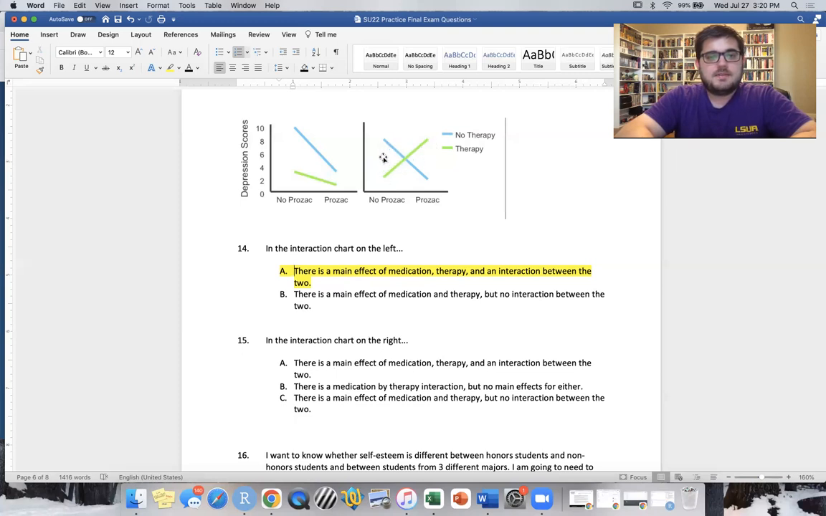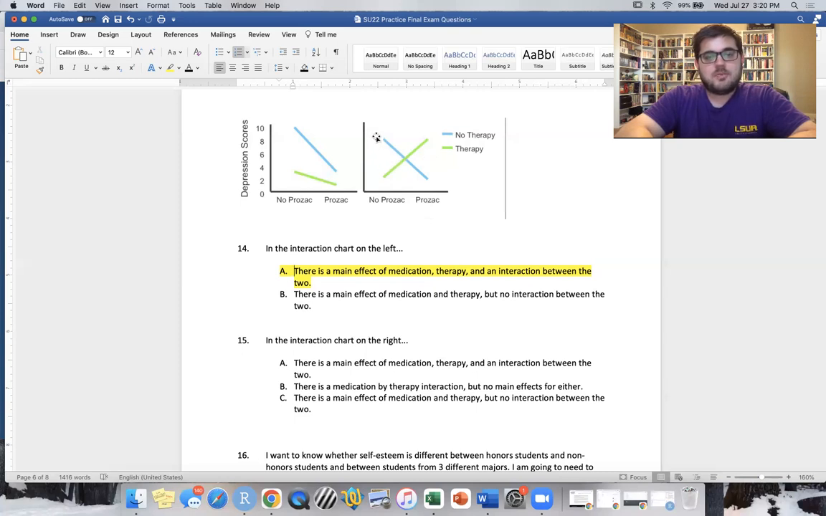And this is like a perfect interaction. Going from no Prozac to Prozac in the therapy group is a complete reversal of going from no Prozac to Prozac in the no therapy group. And when you average them out, the main effects completely wash out because of that. So if you look at the no Prozac groups averaging over therapy or no therapy, it's about right here in the middle at 5. Go over to the Prozac group averaging over the therapy levels, and we're averaged at 5. So there's no difference when you average over therapy versus no therapy.